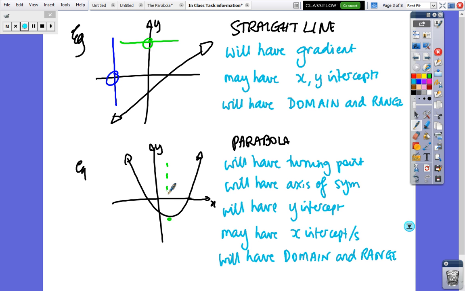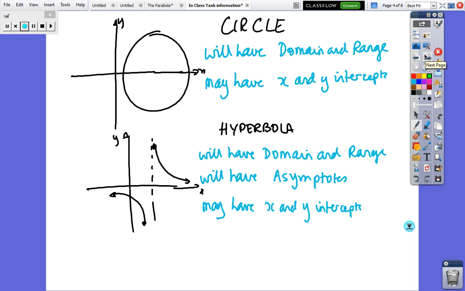Parabolas, you'll have turning points, which is down here. You'll have an axial symmetry, which is an x equals something equation. You're going to have a y-intercept, and you may have x-intercepts. It just depends. You're always going to have a domain and range. Circles. So you're going to have a domain and range, and you may have x and y intercepts. For instance, the circle could be up there, which means it doesn't have any intercepts, but it'll have a center, and it'll have a radius that you'll have to describe. But it may or may not have x and y intercepts.